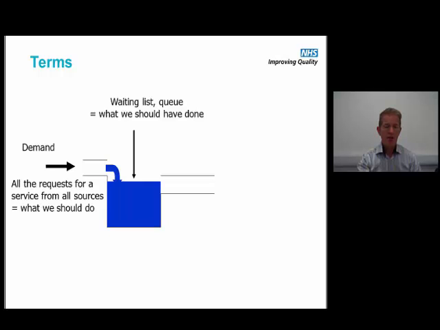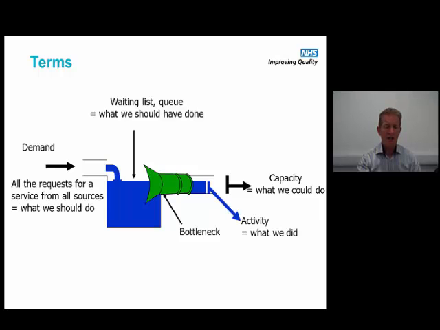Out of this lake flows another river, and this is the river of capacity. Capacity is what we could do, all things being equal, if we were to fully utilise our staff and all our equipment to its full effectiveness, then that would be our capacity. So our capacity is what we could do. However, all processes have a bottleneck or a rate limiting step, and what actually flows out of the river is our activity, which is what we actually did. Now, of course, our activity is what we generally measure. We're measuring what we are doing. And of course, within that waiting list sits the patient, and the patient experiences delay.